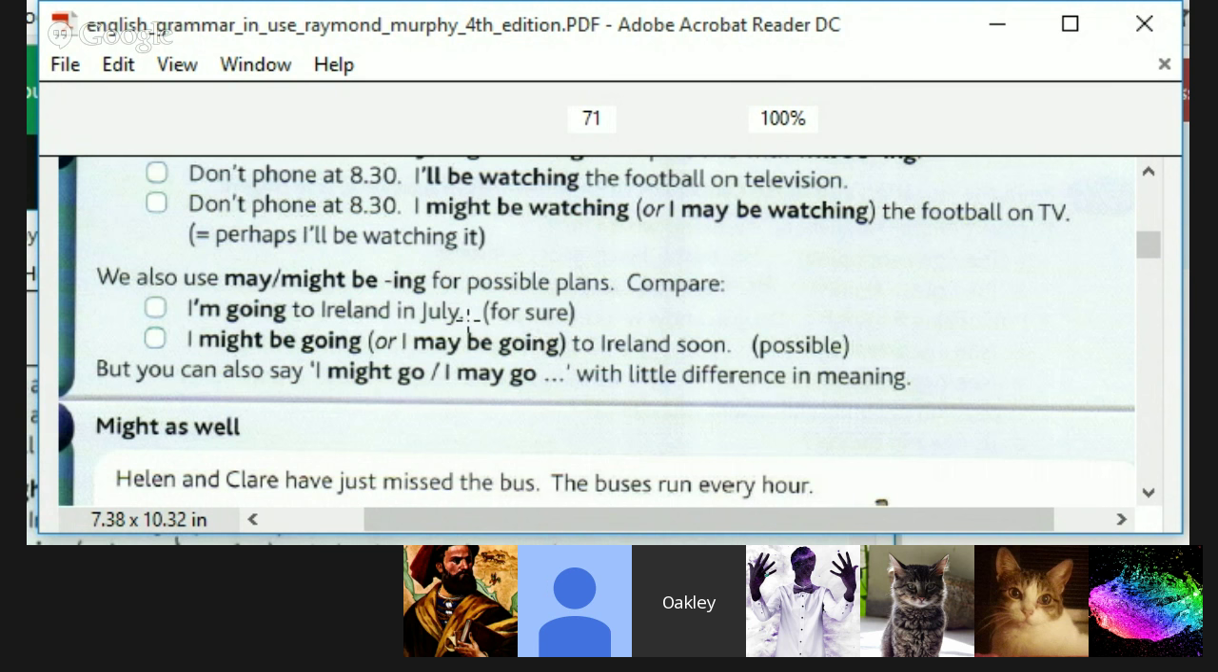We use may or might be -ing for plans. Well, there you go. I'm going to Ireland in July, that's for sure. I might be going to Ireland soon. It's possible. It's the same way that we use will, simple future, as a prediction of something you're sure is true, but we use I am going to plus verb to discuss a plan. Very similar to that idea.